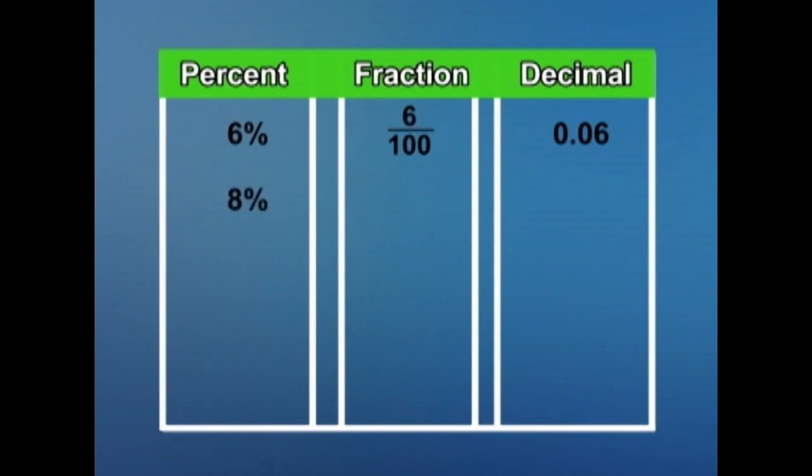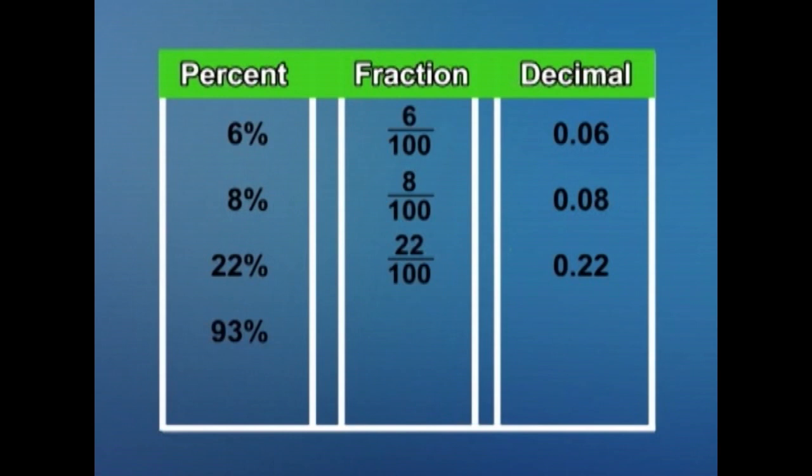As a fraction, it would be 8/100ths, 8 over 100. And as a decimal, it would be 0.08. Now let's look at the next one, 22%. As a fraction, that's 22 over 100. But as a decimal, it's 0.22, because 22/100ths is the same as 2/10ths and 2/100ths.